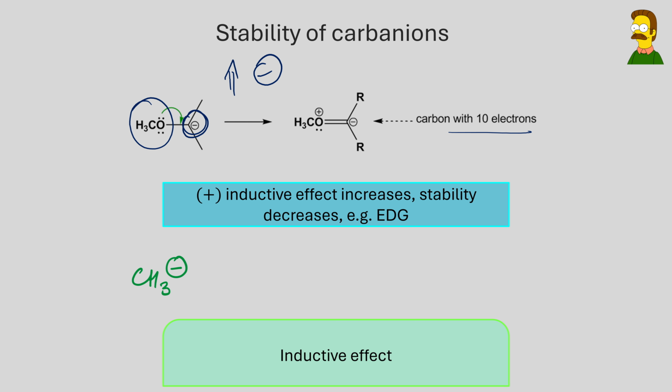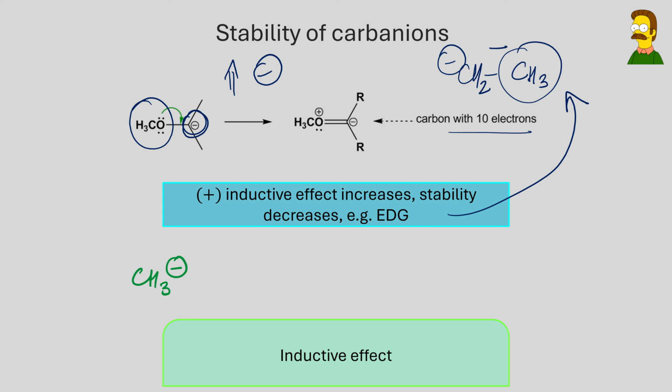Here, I've got a methyl carbanion. It's got 3 hydrogens attached to it. What if I take a primary one right next to it? What's a primary carbanion? Well, I've got this group, CH3, this, and then this. CH3 is also an electron donating group, so it's pushing electrons in this direction from right to left. Then it's increasing the negative charge. That's not good.